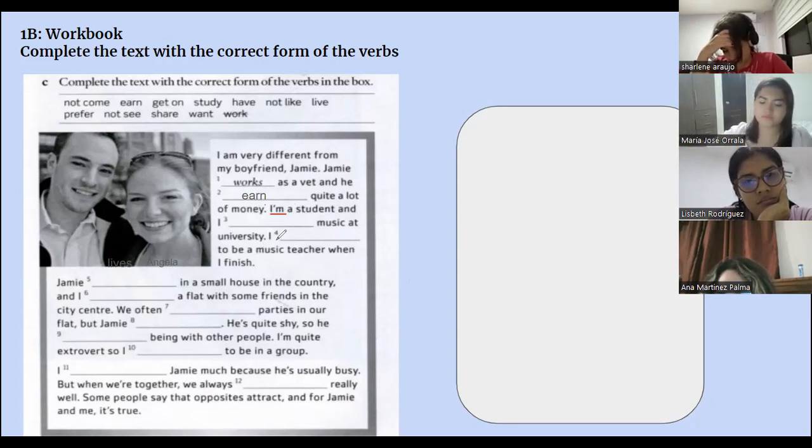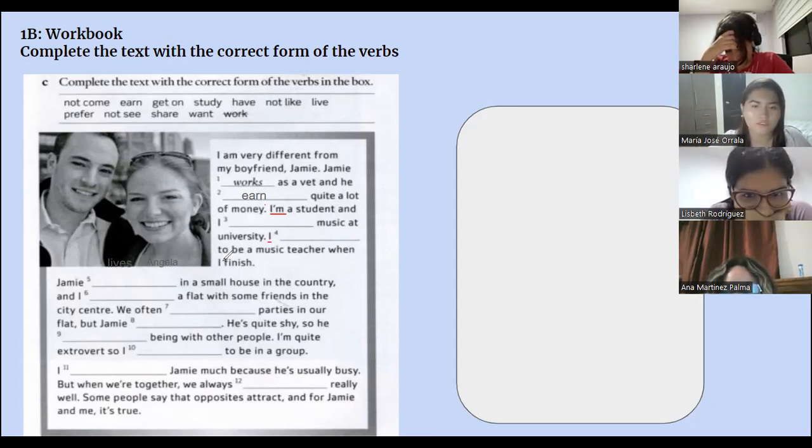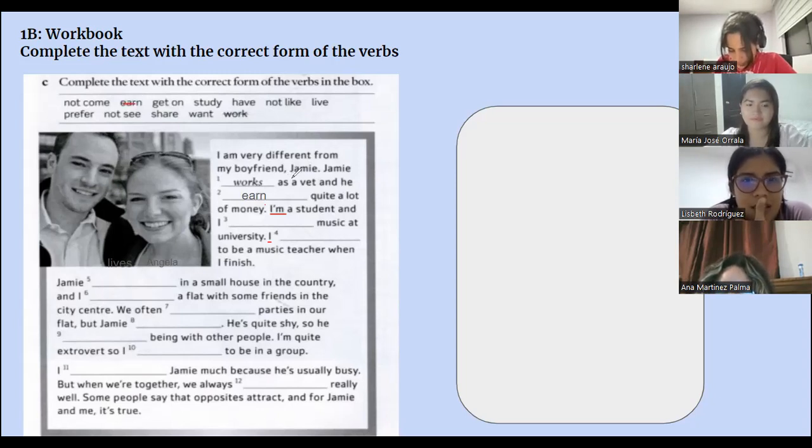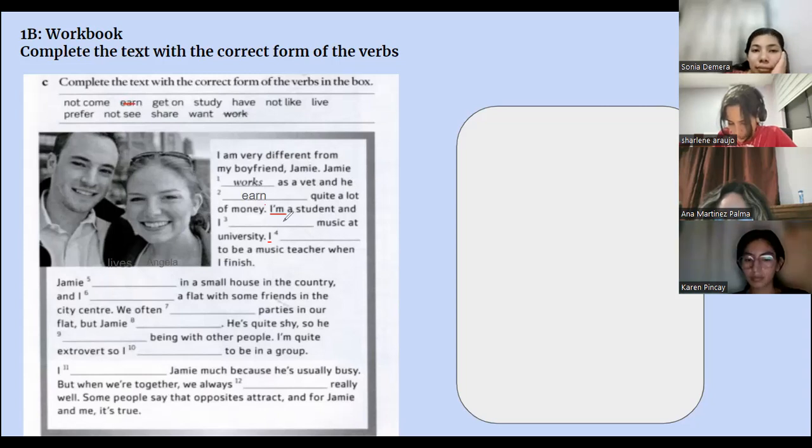And then since she's studying music, what could be number 4? Lisbeth, what do you think? Maria Jose, good. To be a teacher, a music teacher. But she studied music already. I prefer to be a music teacher when I finish. She wants, right? If she's studying music, is it because she wants to be a music teacher when she finishes? Don't worry. Let's keep reading.